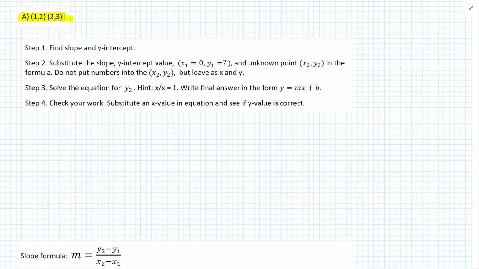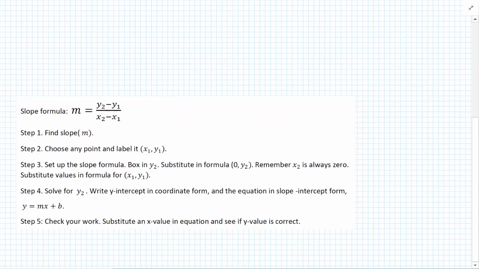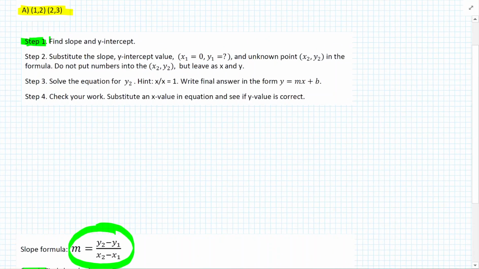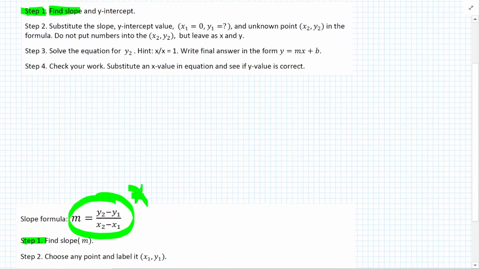The first step is, step 1, find the slope and y-intercept. Well, that's a one-line instruction, but it actually requires us to follow these steps that we had done in the previous problem. Slope is listed here, and the first step in the other problem was to find the slope. So it doesn't differ. We need to find the slope first. This is the equation we use. So let's set it up.